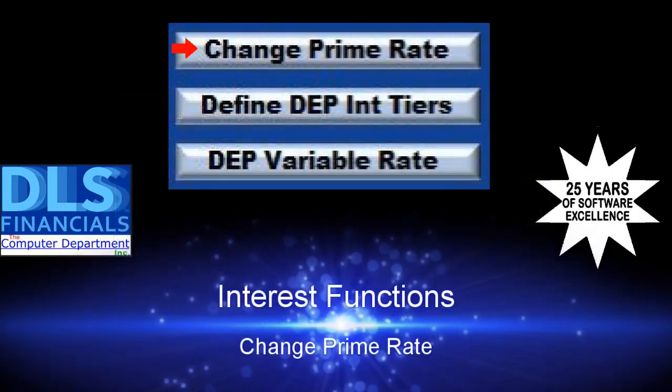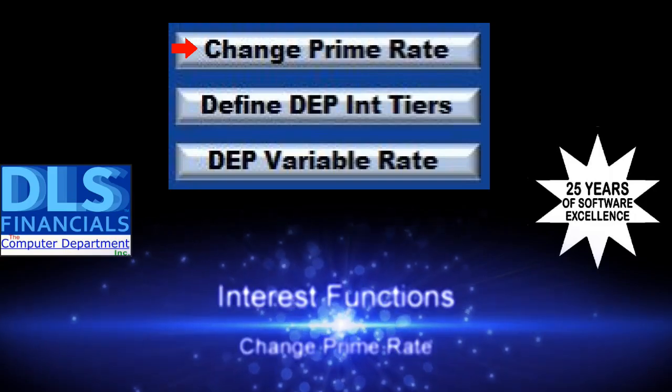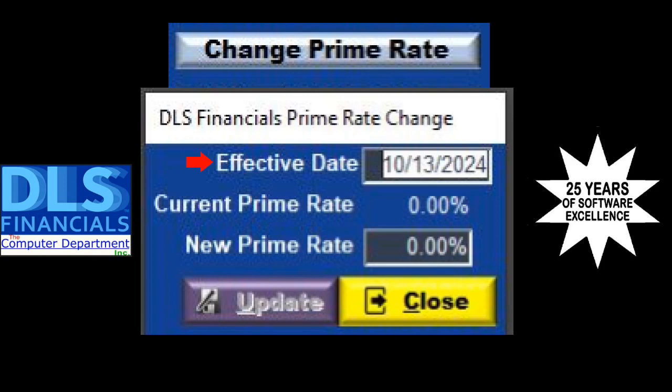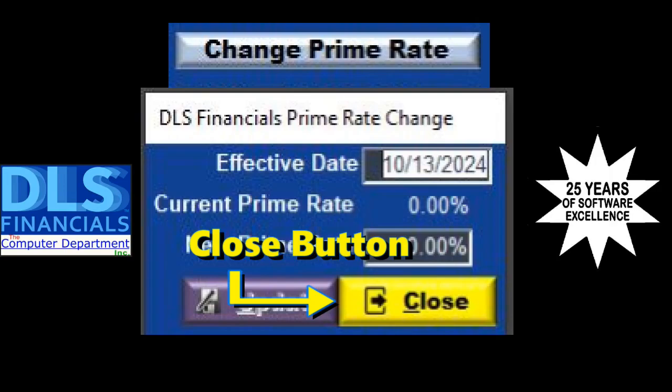Change prime rate is used to change the rate of the accounts that are fixed to the prime rate. In this form, you will enter the effective date of the prime rate change and the new prime rate that the accounts are based upon. When you click on the Update button, you will be asked to confirm, and if you do, then all the accounts fixed to prime will have a rate change transaction created to show the new rate based upon the accounts add to prime rate and the new prime rate. Clicking on the Close button will exit the form and return to the Maintenance menu.